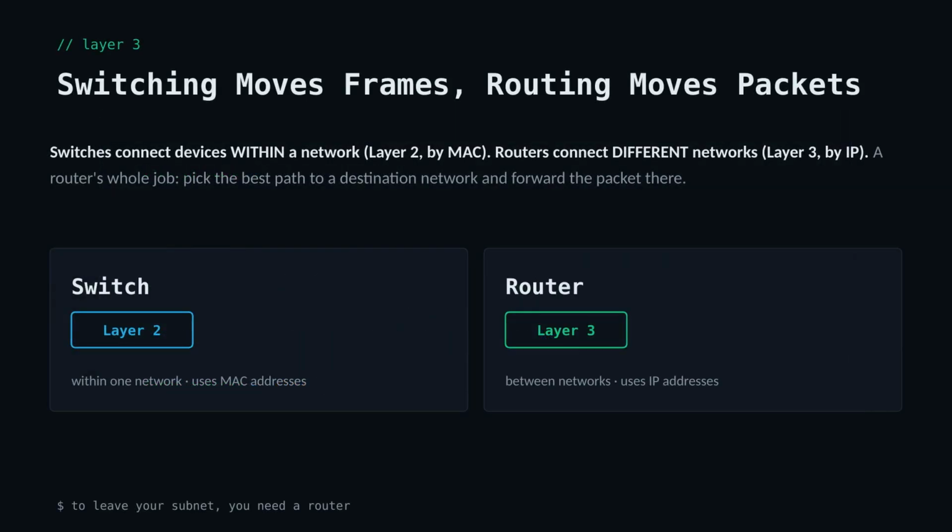So, before we go deeper into routing, let's draw a clean line between two devices that often get confused. A switch operates at layer 2. It moves frames between devices inside the same network using MAC addresses. A router lives one layer up, at layer 3, moving packets between different networks using IP addresses. Put simply, the moment a packet needs to leave its own subnet, a switch can't help you anymore. You need a router to make that jump.